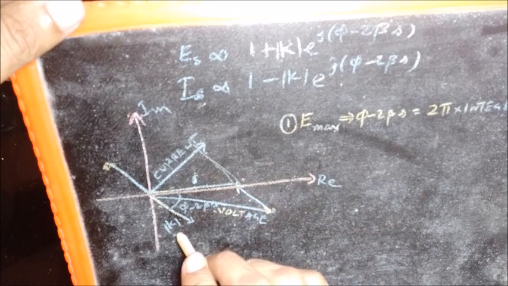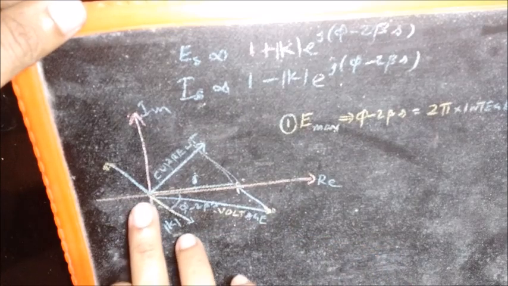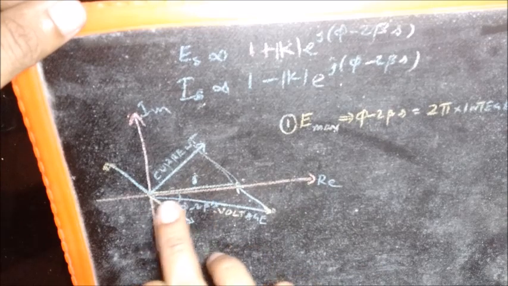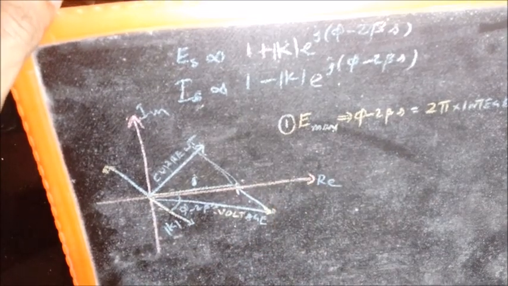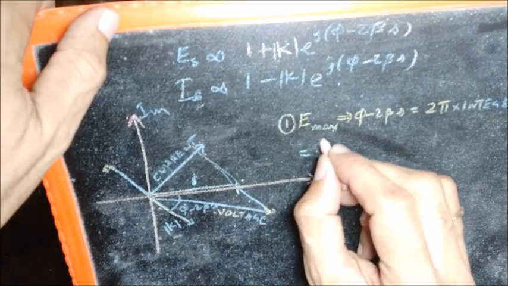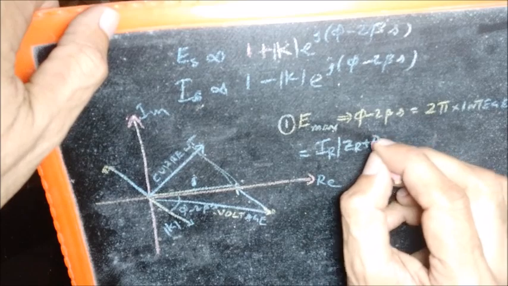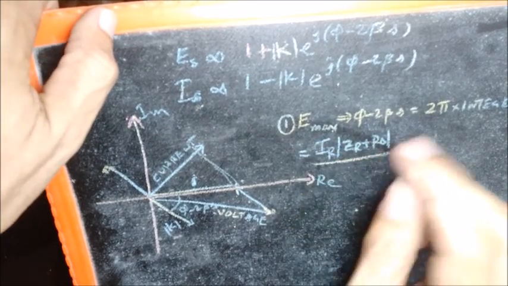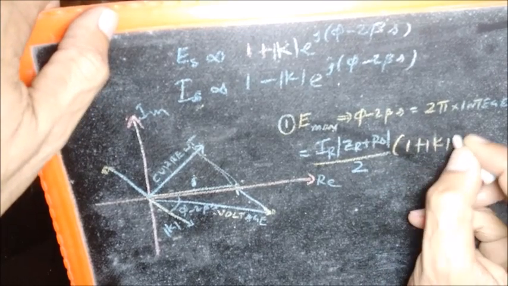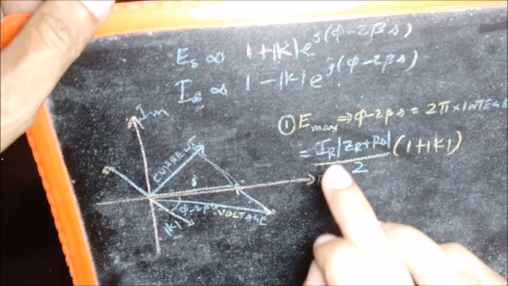For all other values, you can see that the voltage amplitude is not as much as it would be if phi minus 2 beta s is an integer times 2 pi. When it is an integer times 2 pi, it is aligned with 1 and it gets added, you get the Emax, the maximum value for the voltage amplitude. And that we can write as I_R, we have the expression |Z_R plus R_0| by 2, times 1 plus |k|. This is what happens when phi minus 2 beta s is 2 pi times an integer. I put absolute value here because we talk about the magnitude.